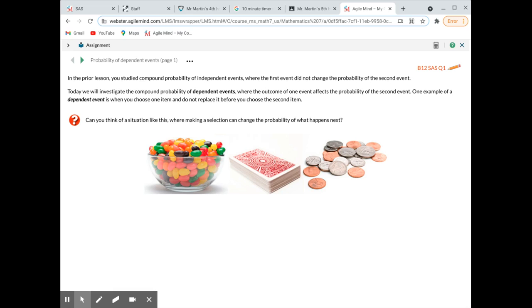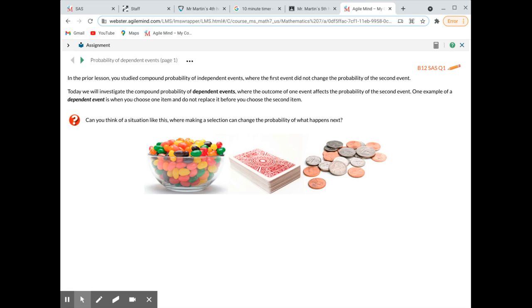Now, in the previous lessons, we always were doing a compound event that was called an independent event, where the first event didn't change the probability of the second event. Well, now we're talking about dependent events, and this is where the outcome of one event affects the probability of the second event, meaning that you do something and it's going to cause a different outcome.